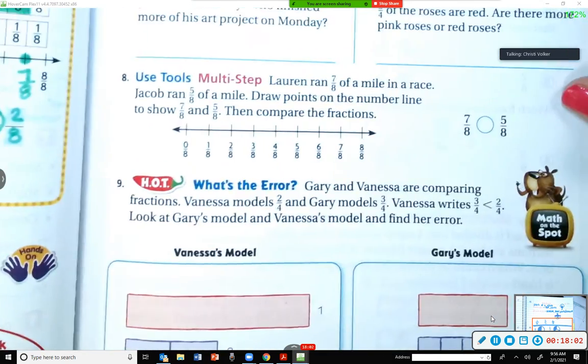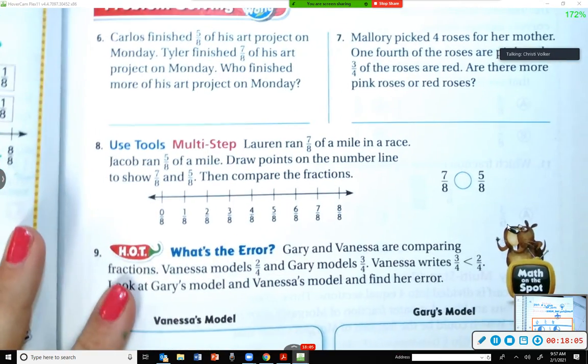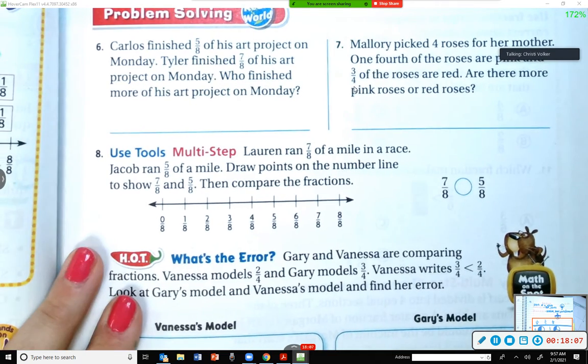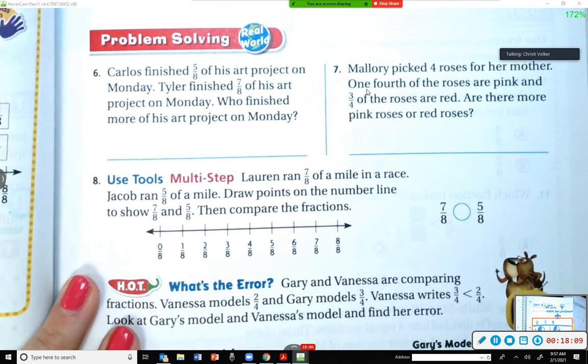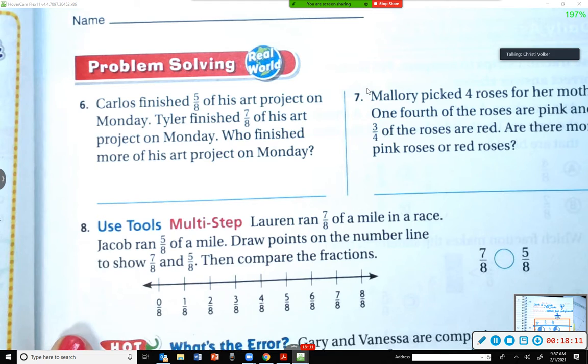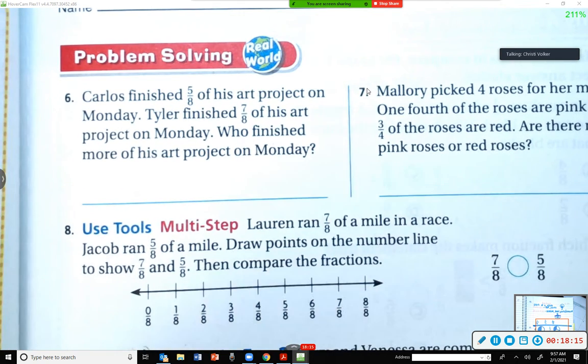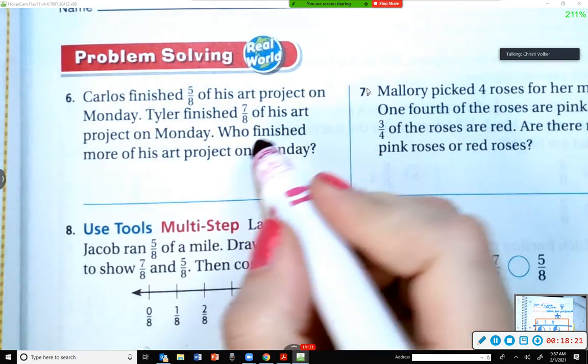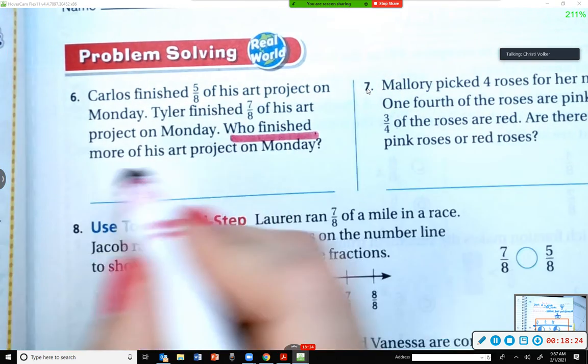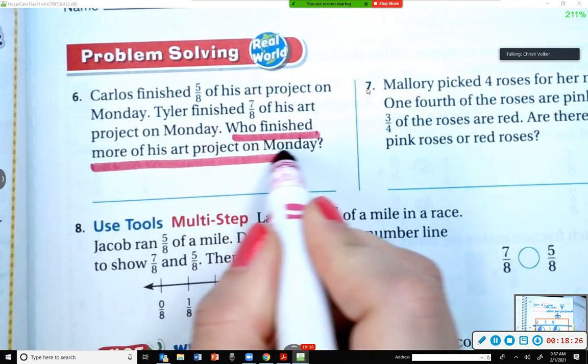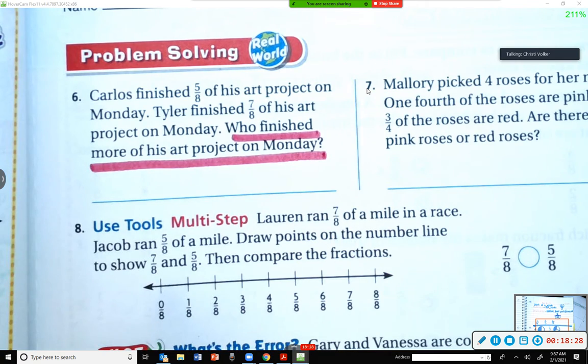Now word problems. Number 6. Carlos finished 5/8 of his art project on Monday. Tyler finished 7/8 of his art project on Monday. Who finished more of his art project on Monday? So let's underline the question. It's asking us who finished more of his art project on Monday.